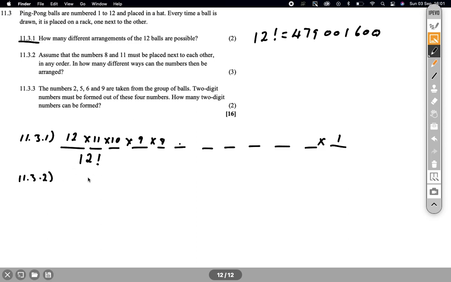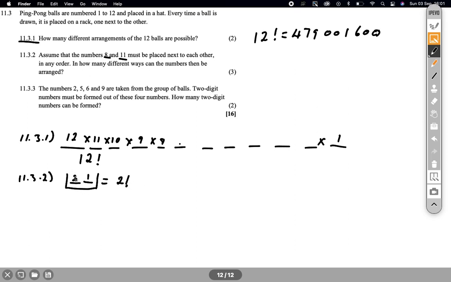11.3.2. So you have that number 8 and number 11 must be placed next to each other. This means that you are taking 8 and 11 as a set. Let's say you're putting them in a box. But now, in this box, how will they be placed? You have two spots, so you have 2 factorial. For the first spot, you have 2 choices, and for the last spot, you have 1 choice. So that 2 times 1 is just 2 factorial.